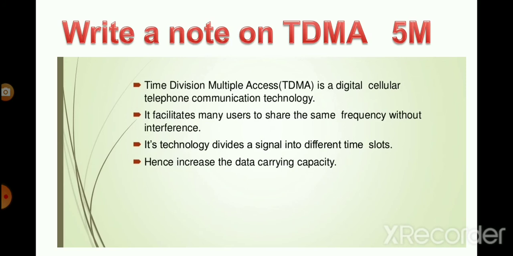TDMA is a digital cellular telephone communication technology. It facilitates many users to share the same frequency without interference. Its technology divides a signal into different time slots. Hence, it increases the data carrying capacity.